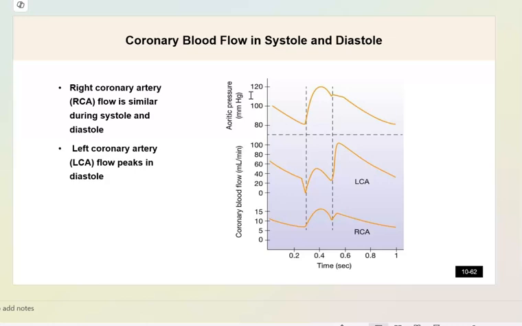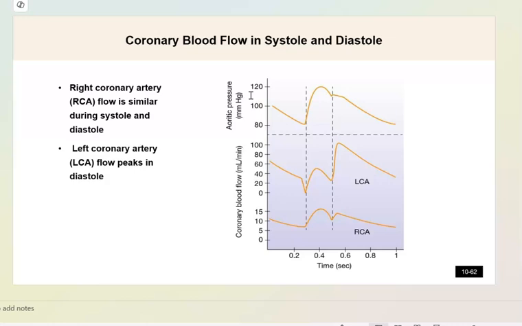This is figure 10.1 or 10.31. And this is showing us the coronary blood flow in systole and diastole from both the right coronary artery and the left coronary artery. And so we'll talk about that again too here. Because the myocardial blood flow varies, right? The total blood flow through the coronary vessels is maximal during diastole.